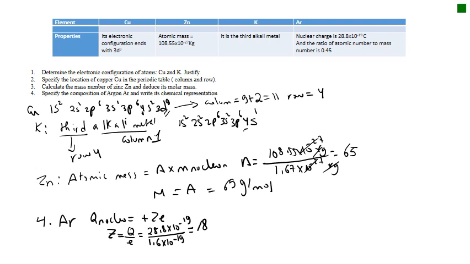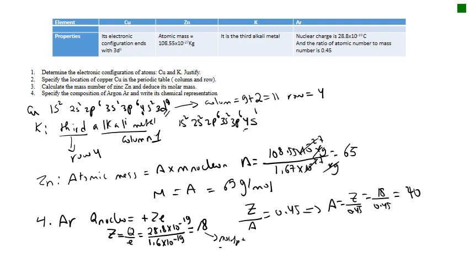We have another given, that the ratio of atomic number Z over mass number, which is A, equals 0.45. So A equal Z over 0.45 equal 18 over 0.45. It is equal to 40. From the atomic number, we can determine the number of protons and the number of electrons, since in a neutral atom, number of protons equal to the number of electrons. Since we have A and Z, we can find number of neutrons. N equal A minus Z is equal 40 minus 18, and we calculate the number of neutrons. In this case, we can find the number of protons, number of electrons, and the number of neutrons of argon atom.